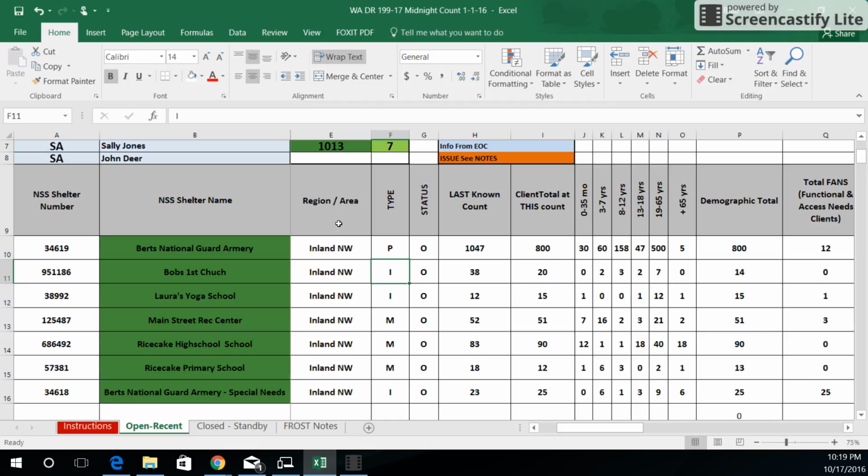So if we have firsthand knowledge, hey, this has changed from a managed to independent, or a managed to partner, or an independent to managed, or whatever, we're going to make sure that our DCT and NSS match up. Now we can change the type of shelter in NSS anytime we want to. So after the DR is over, if Bob decides he's mended his fences and he wants to go back to being a Red Cross managed shelter for the next DR, that's fine. We can change it. Not a big deal. But for this DR, we want to make sure that everything is accurate.